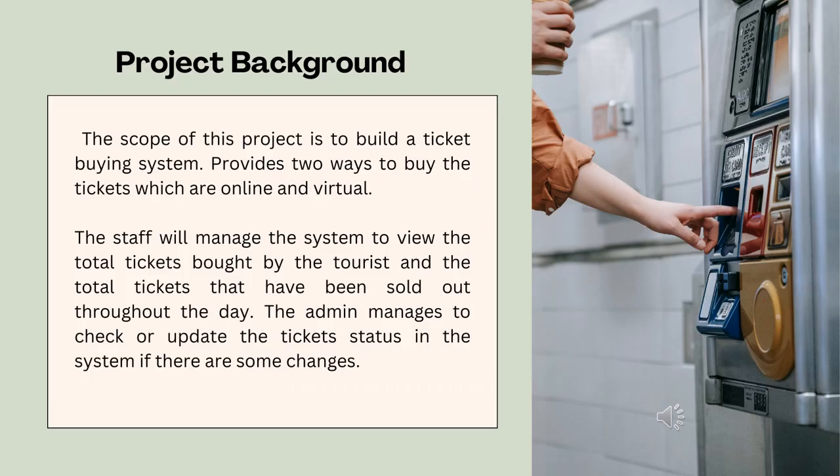Project background. The scope of this project is to build a ticket buying system, which provides two ways to buy the tickets, which are online and virtual. The staff will manage the system to view the total tickets bought by the tourists and the total tickets that have been sold out throughout the day. The admin manages to check or update the ticket status in the system if there are some changes.